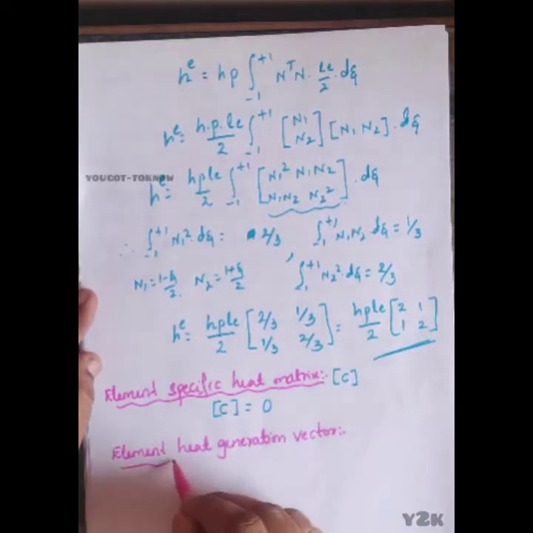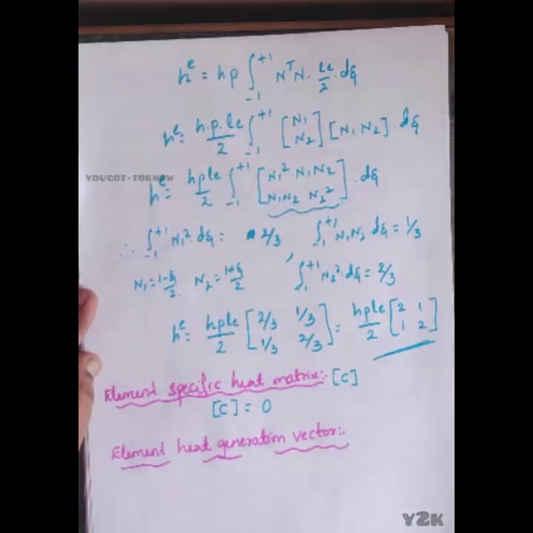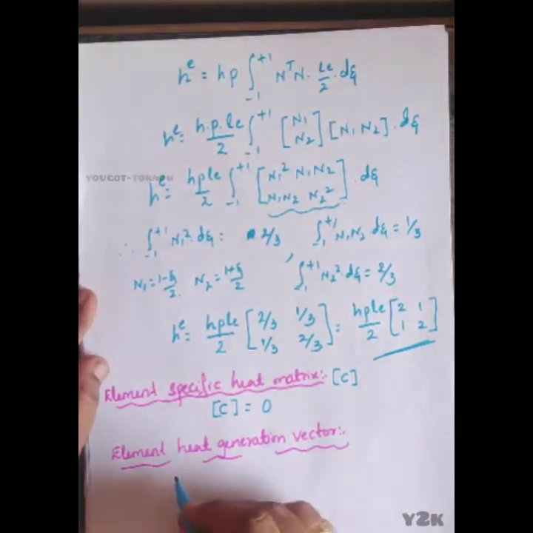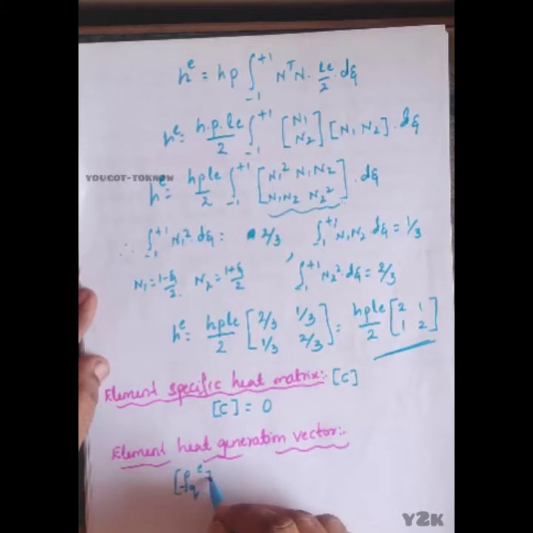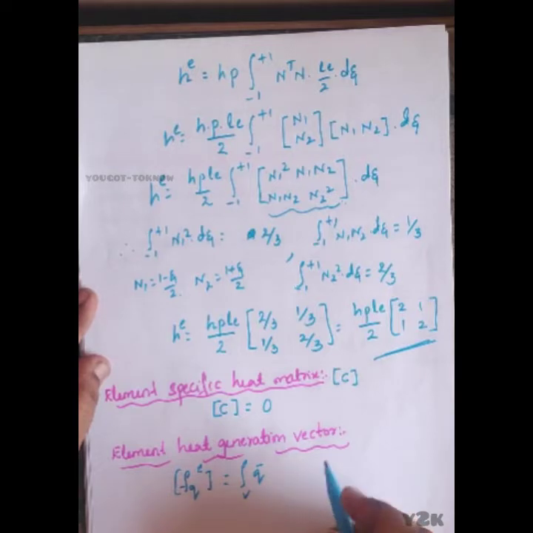Element heat generation vector. Let's see how to write this. We can write it as small f_Q^e. f_Q^e will be equal to the volume integral of Q into N transpose into dV. Like this we can write it.